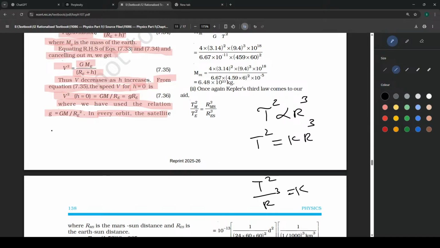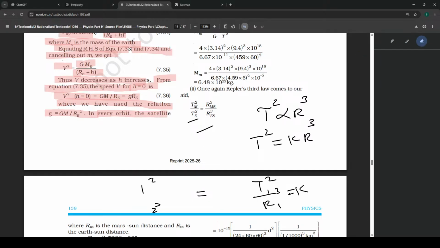Since T square by R cube is constant, we get this equation when we take T1 square, or T Mars square, over R Mars cube, which we can equate to T2 square by R2 cube. Both will be equal. R will go that side, this T1 will come this side. We get this equation here. Kepler's law coming to our help.